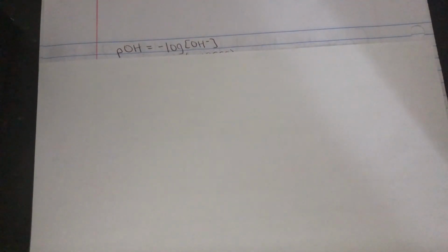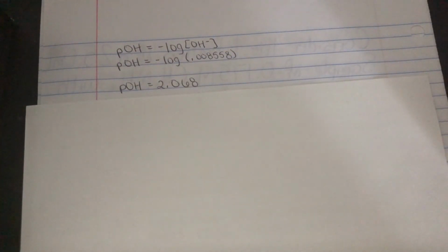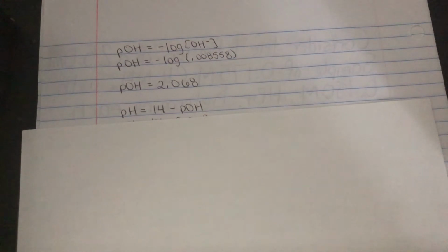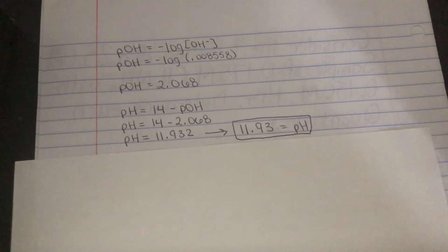So the x value we solved for before gives us the concentration of the OH minus in the products. Now we can solve for pOH by doing negative log of OH minus, and we get pOH equals 2.068. The question asked for pH, so we do pH equals 14 minus pOH, and we solve for the pH, which equals 11.93.